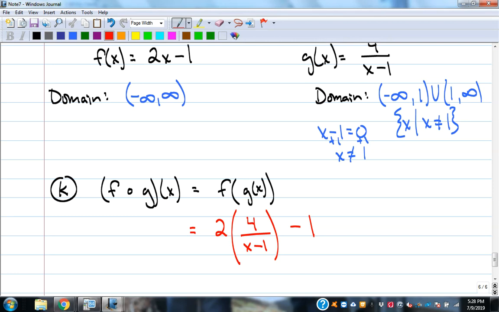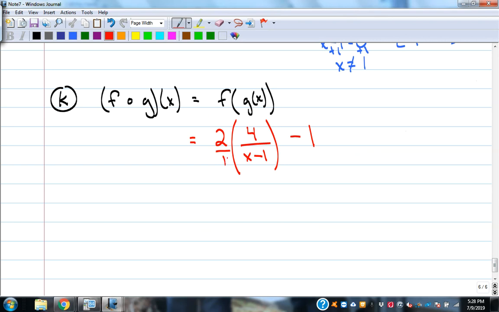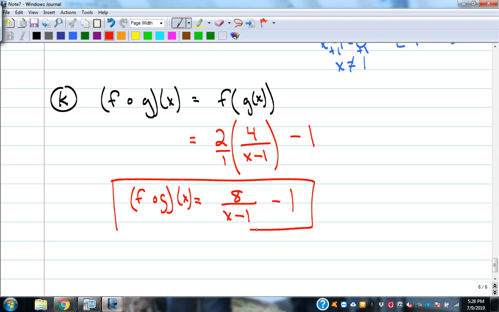Okay. Now, I can simplify that a little bit because I can multiply 2 times 4 on the top because this is really 2 over 1 times that. So that'd be 8 over X minus 1 minus 1. That's all I really can do to this. F composed with G of X. That's the composite function, is what it's called. Called a composite function.